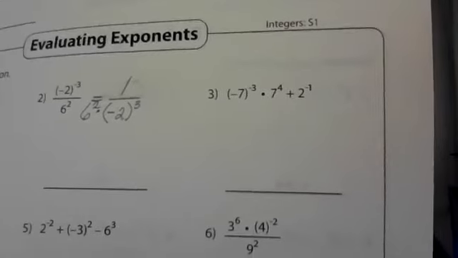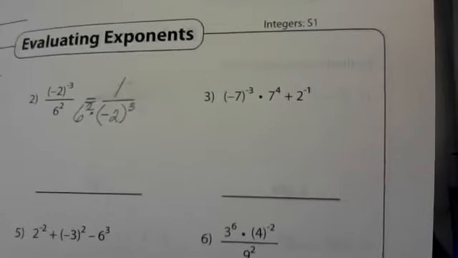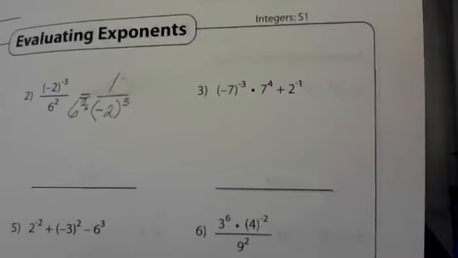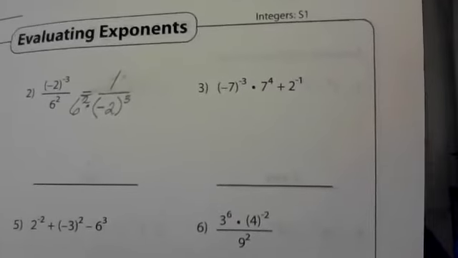So now what you're going to do is use your calculator to find out what 6 squared is, and then what -2 cubed is. I'll write that down for you while you find out.